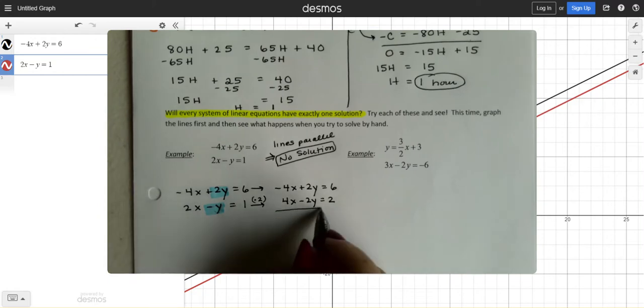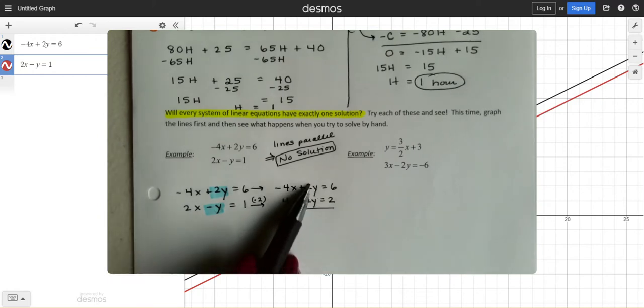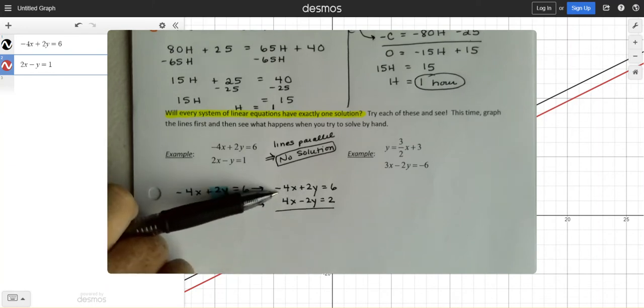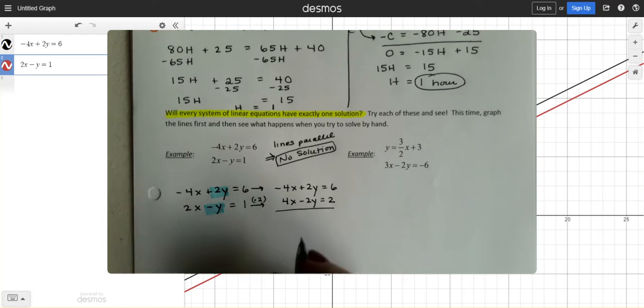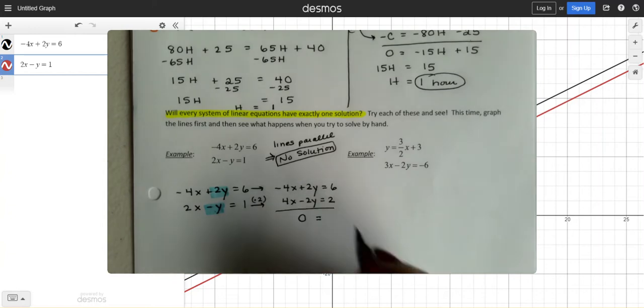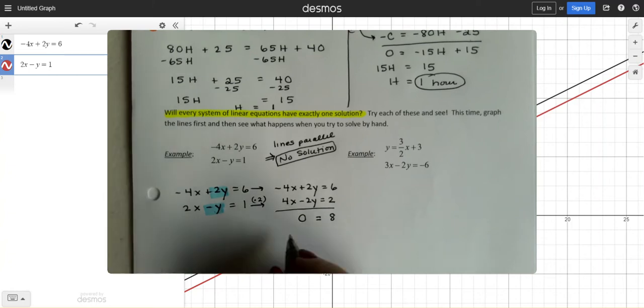When I add my equations together, not only do the y's eliminate, I have 0 y's, but even though I didn't try to set it up that way, the x's actually eliminate as well. So I have no x's and I have no y's. In other words, I have 0 on the left-hand side of the equation. On the right-hand side, 6 plus 2 is 8. This is clearly a false statement.